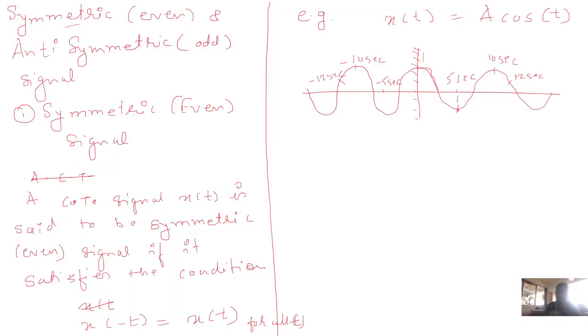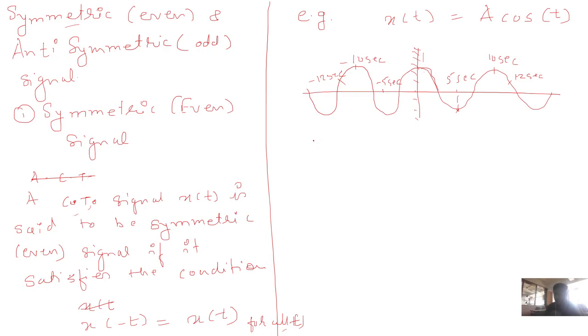Okay, so what is the symmetric signal? A symmetric signal, we are talking about continuous time. A continuous time signal x of t is said to be symmetric or even if it satisfies the following condition, that is x of minus t is equal to x of t for all t. At that time this is symmetric.